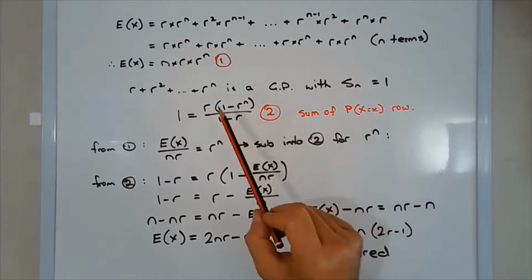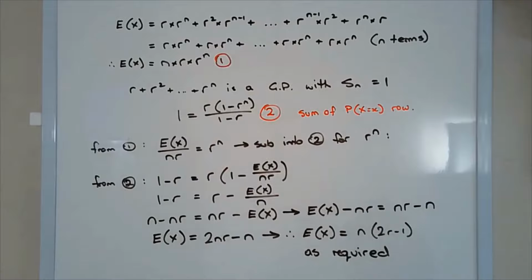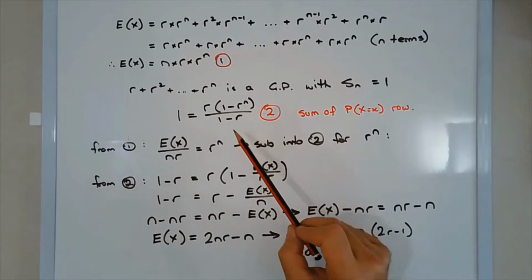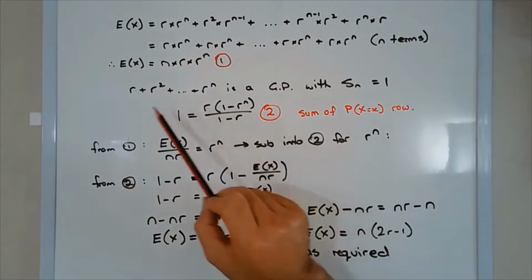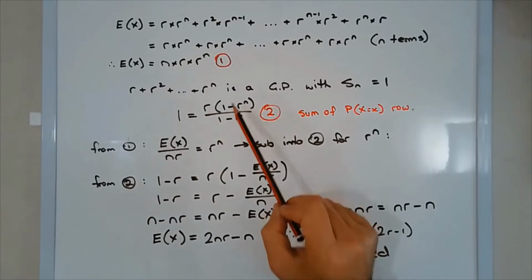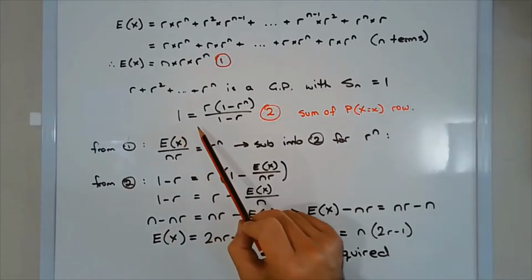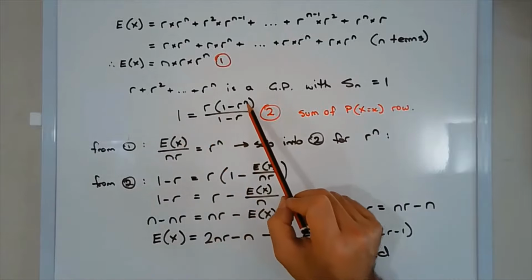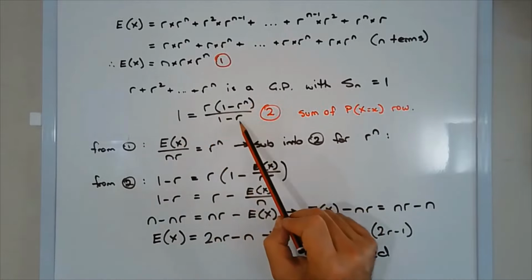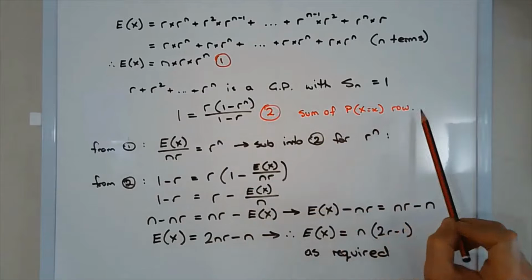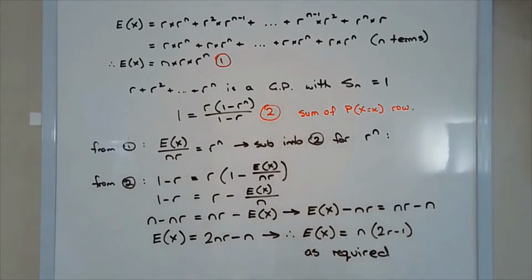So using the sum to n terms of a geometric progression formula, that's Sn equals a(1 − r to the power of n) over 1 minus r, and just substituting in r for a as the first term, and a common ratio of r, and the sum to n terms is equal to 1, we have 1 equals r(1 − r to the power of n) over 1 minus r. So that's the sum of the P(X = x) row. And we'll call that equation number 2.